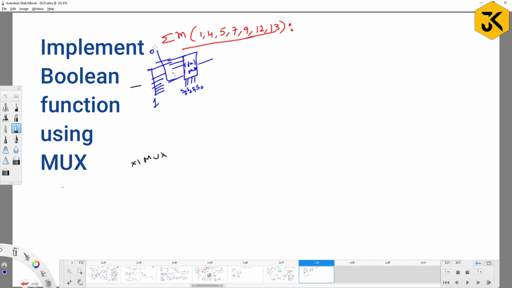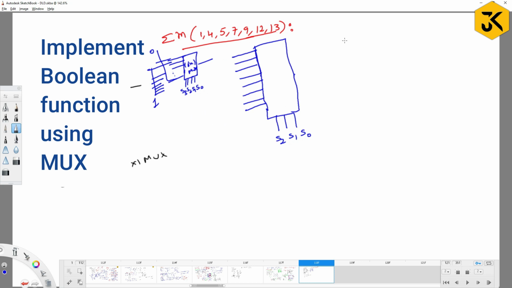For example, I want to implement the same thing with the help of an 8 by 1 MUX. Then how are we going to do it? That's the question. So this is 0, 1, 2, 3, 4, 5, 6, 7, so you are going to have S2, S1, S0. Now try to solve it. You are going to get many possibilities.